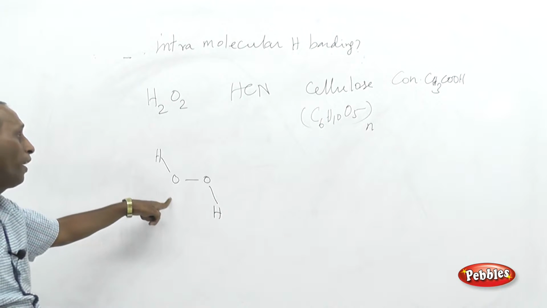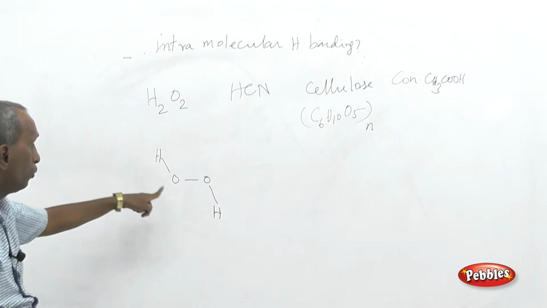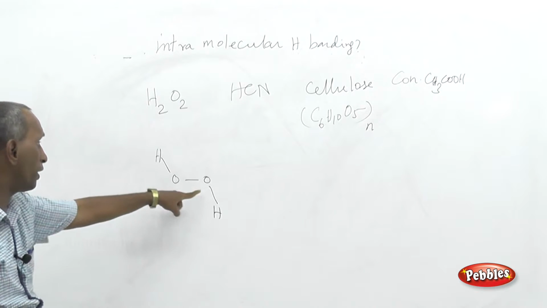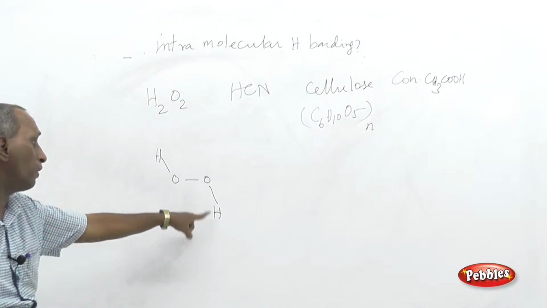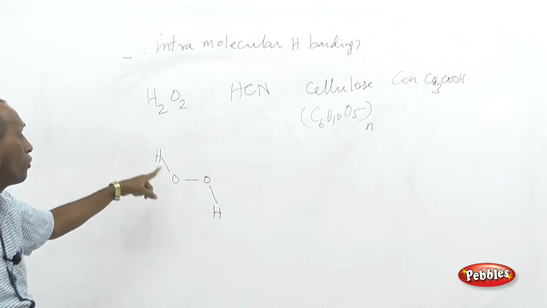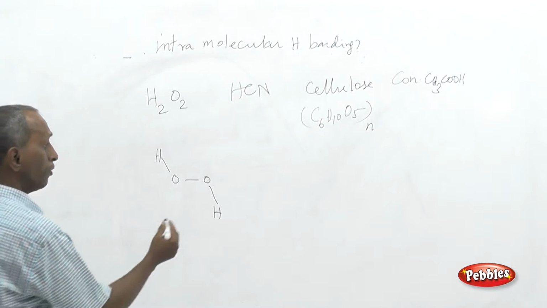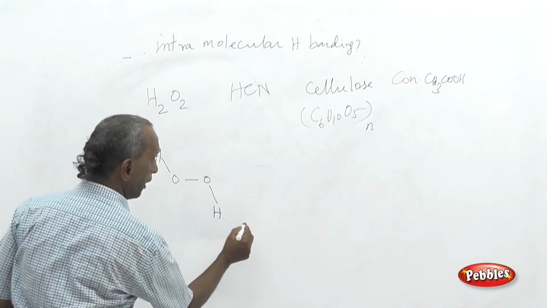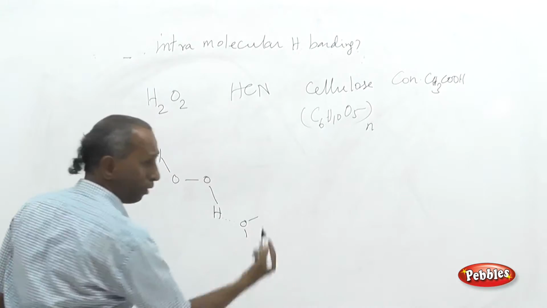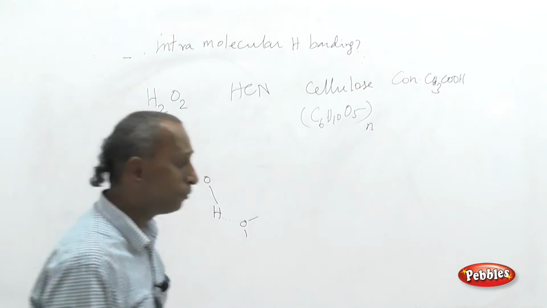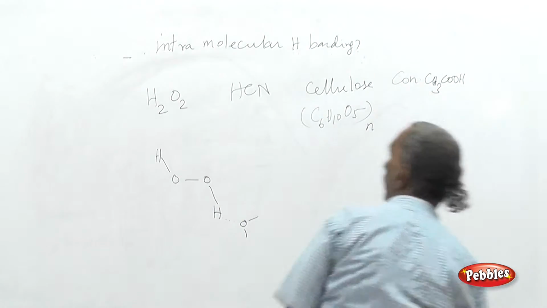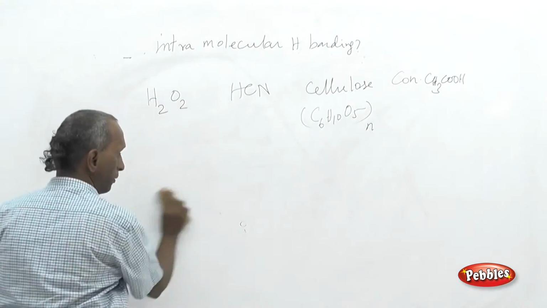This is the structure of hydrogen peroxide, H2O2. There are two oxygen atoms; hydrogen shows valency 1 and oxygen shows valency 2 everywhere. So if hydrogen bonding will be there, it will be between two molecules. It is intermolecular hydrogen bonding.